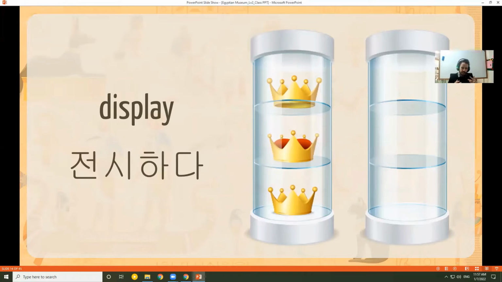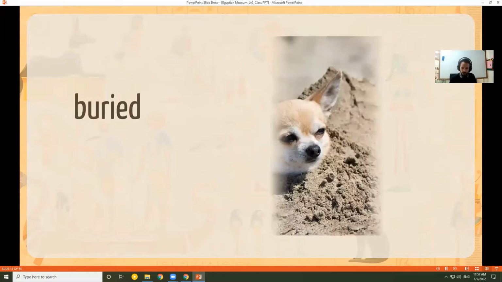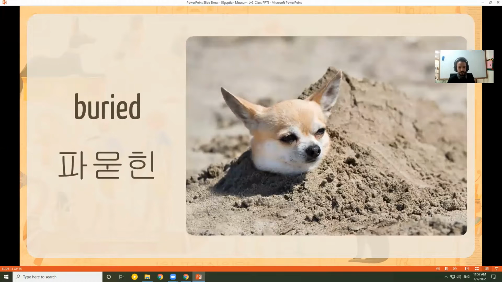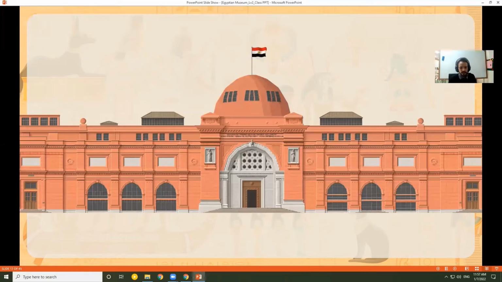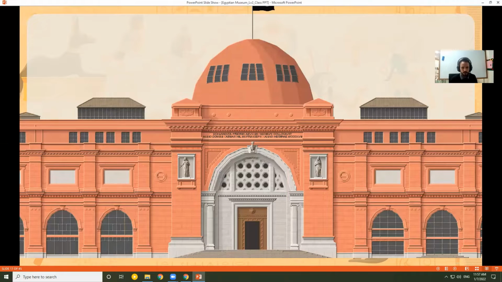Display, right? To display something is to show it in a nice way. It looks like this is a display for crowns. Someone is displaying crowns. Buried. This little guy is buried in sand, okay? Buried. Little dog. All right, and now let's read. Now that we have our new vocabulary, let's take a look inside the museum.